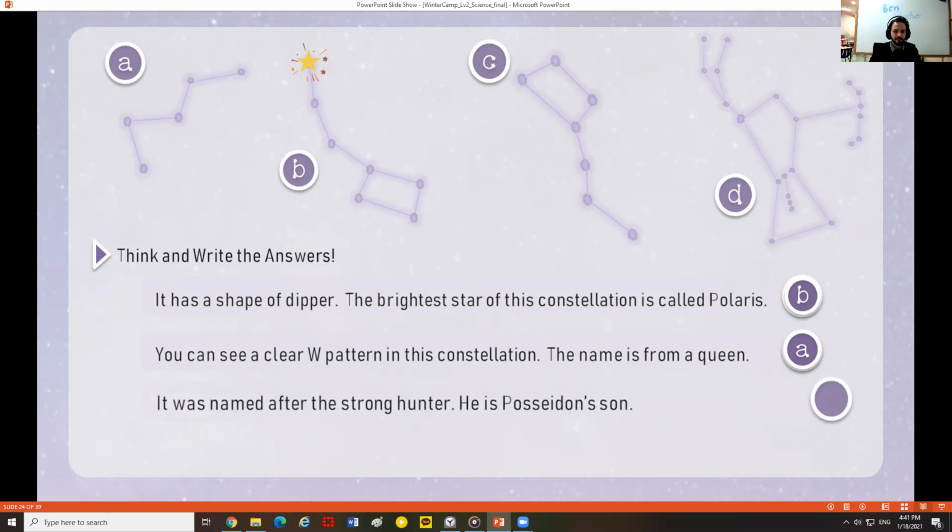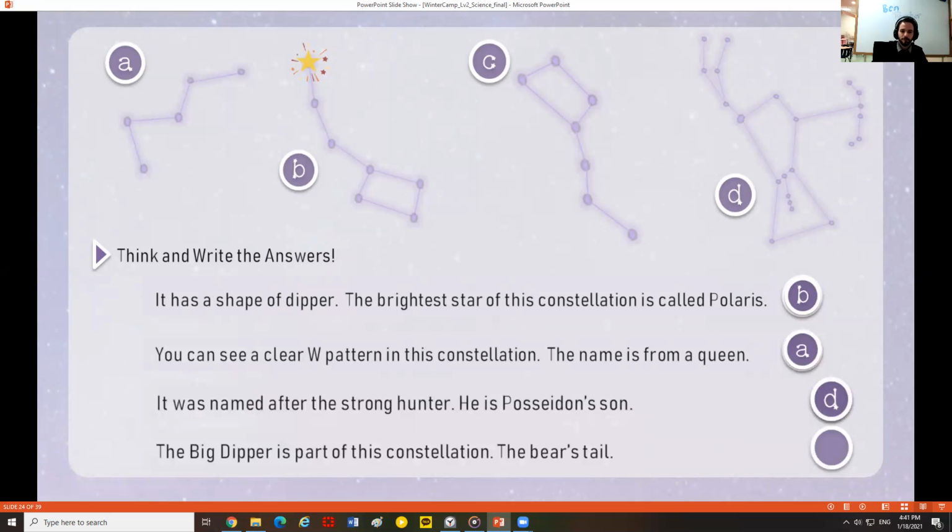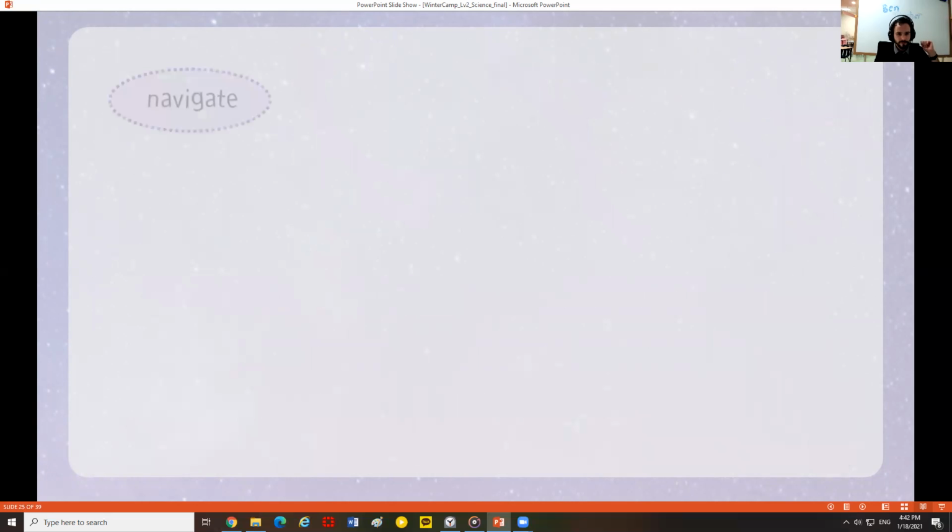This constellation was named after the strong hunter. He is Poseidon's son. We just talked about him. This one is D, Orion. And finally, the Big Dipper is part of this constellation. It is the bear's tail. The bear's tail. That's right, Ursa Major. So make sure you mark your answers in your worksheet.